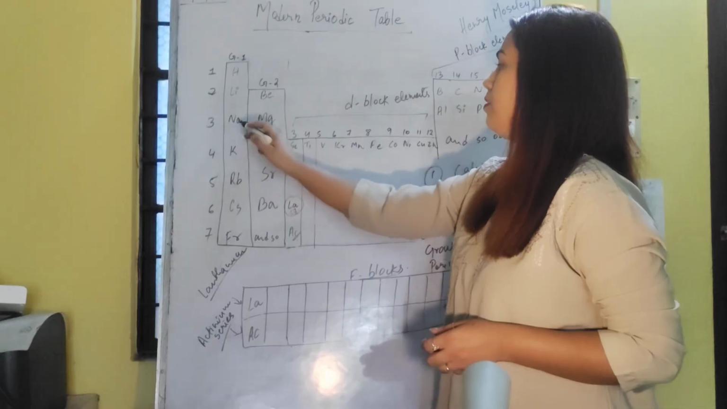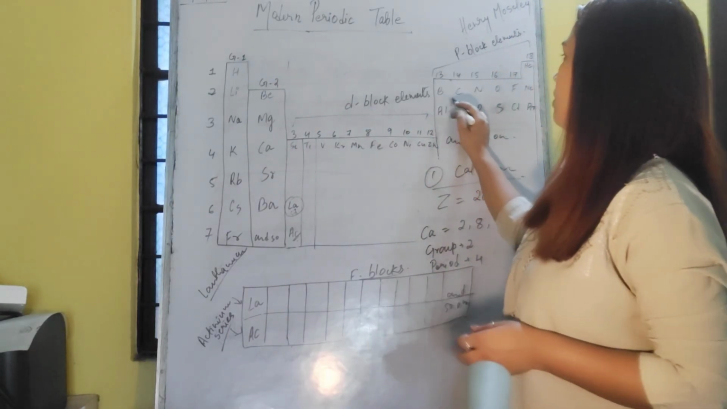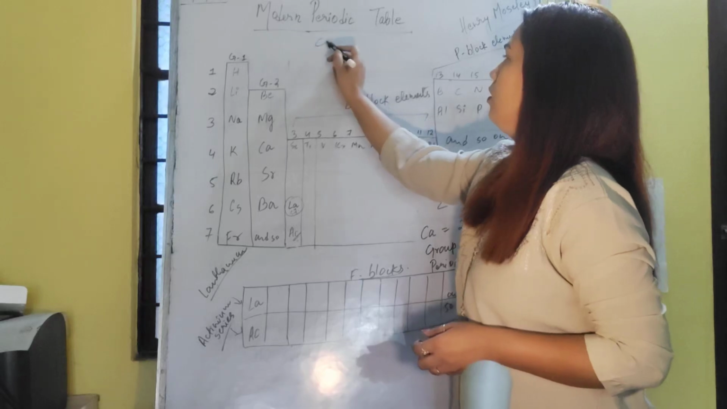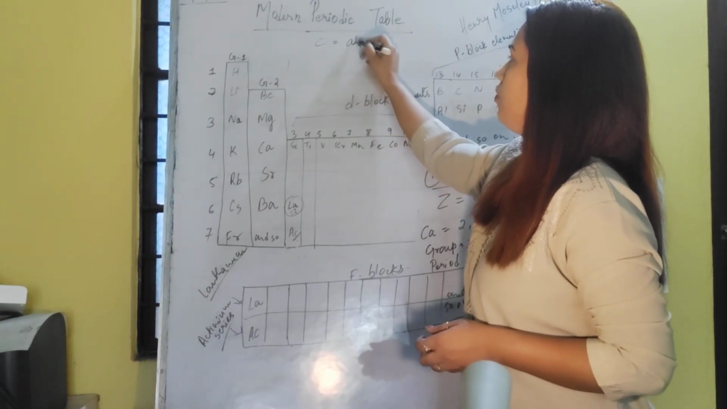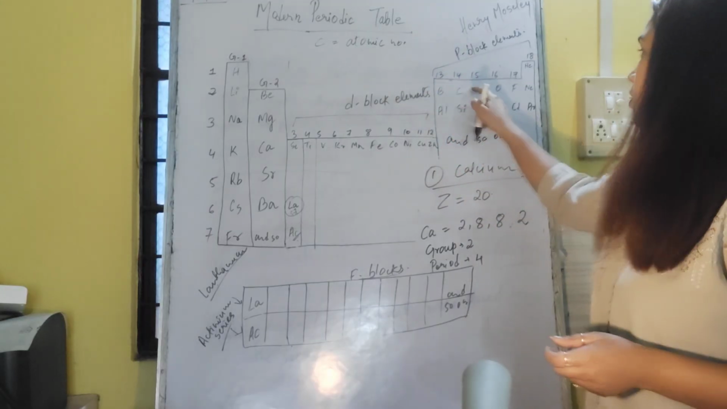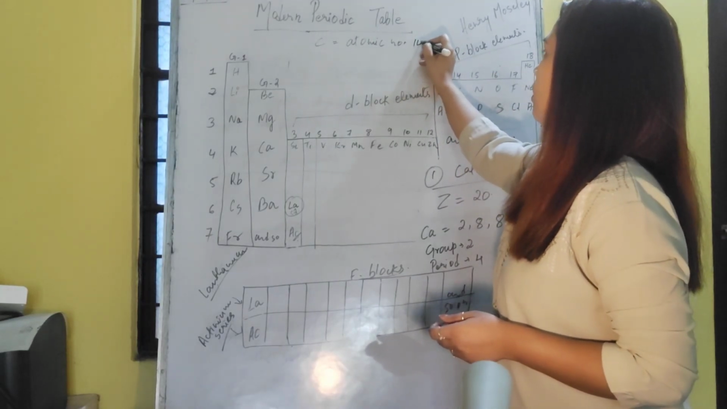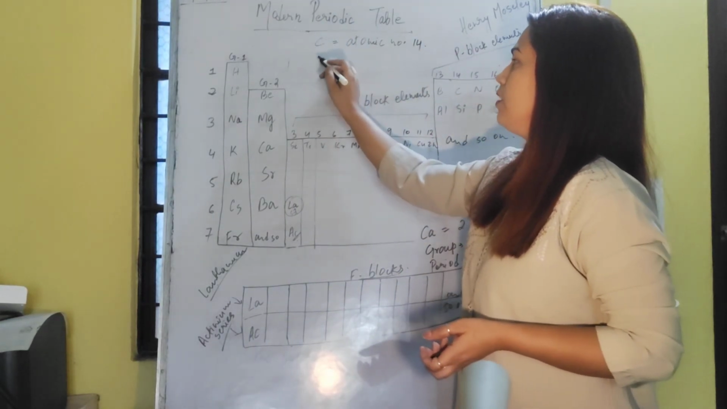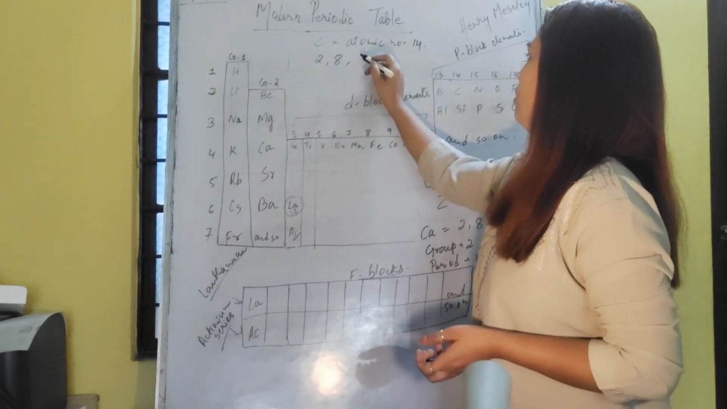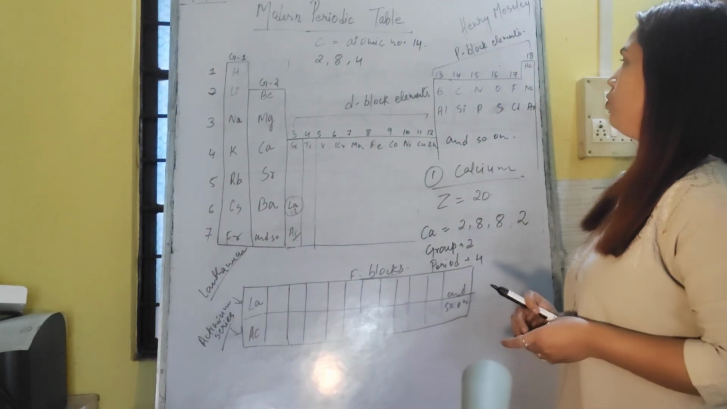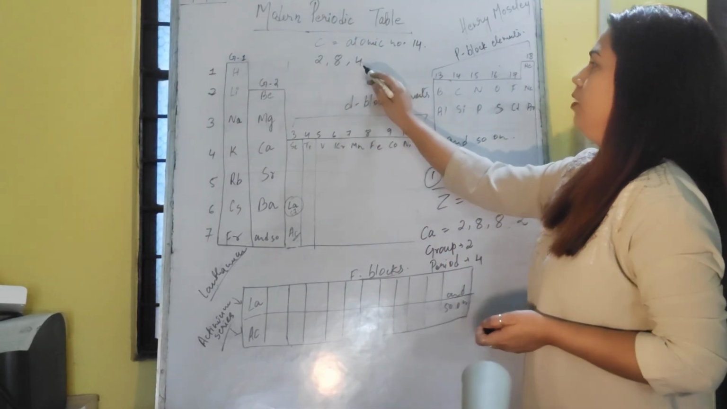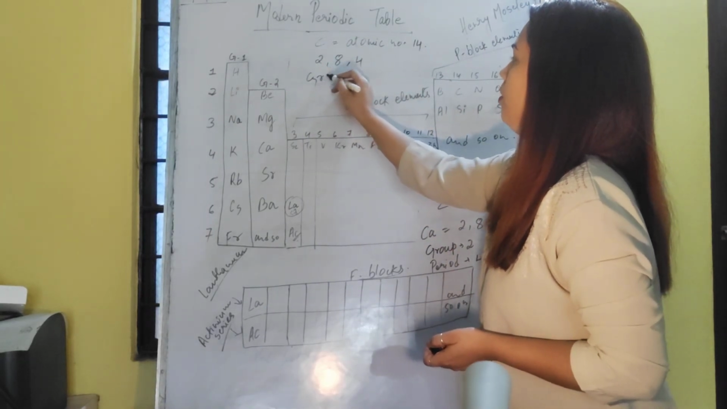For example, let us see carbon. Atomic number of carbon is 14. If you write its electronic configuration, it will be 2, 8, 4. Now what is the group?